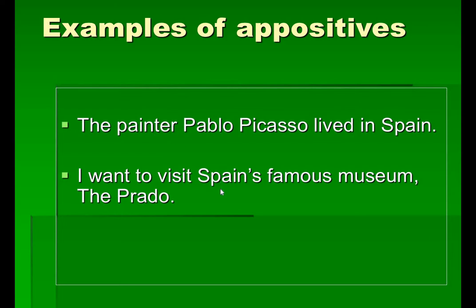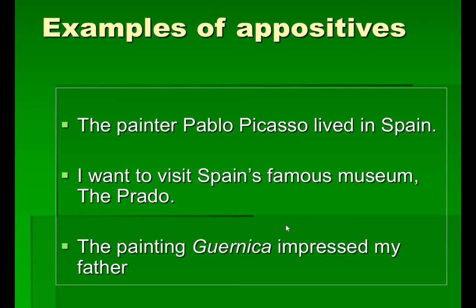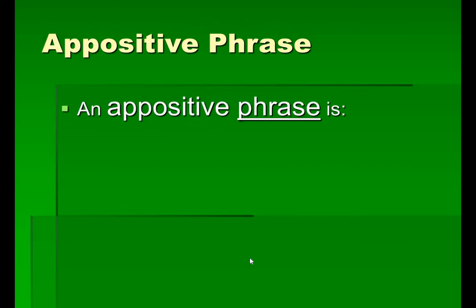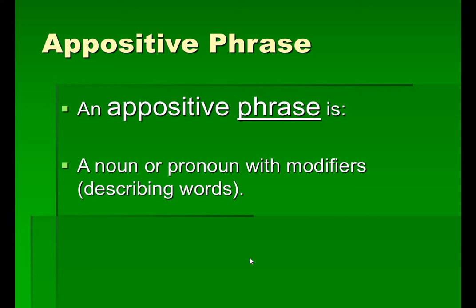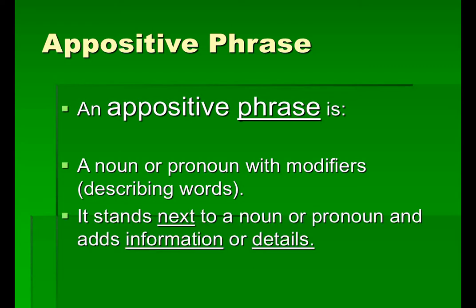If we talk about the Prado, we're referring to the famous museum in Spain. There are lots of museums in Spain. We want to know which one we're talking about specifically, so we name it with an appositive phrase, the Prado. The painting, Guernica, impressed my father. Which painting? Guernica.